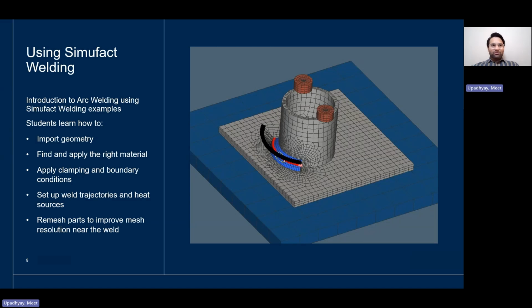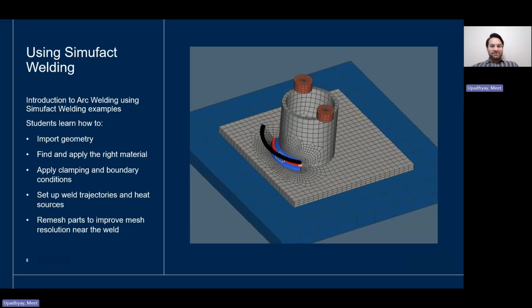Simufact Welding also has a very convenient remesh tool to improve mesh density right near the weld. So students don't have to do a lot more work to individually define the meshes or refine meshes near that area. It allows them to really just get started on a model quickly and start experimenting with different parameters and see how they affect the melt pool and the corresponding distortions that occur because of that.